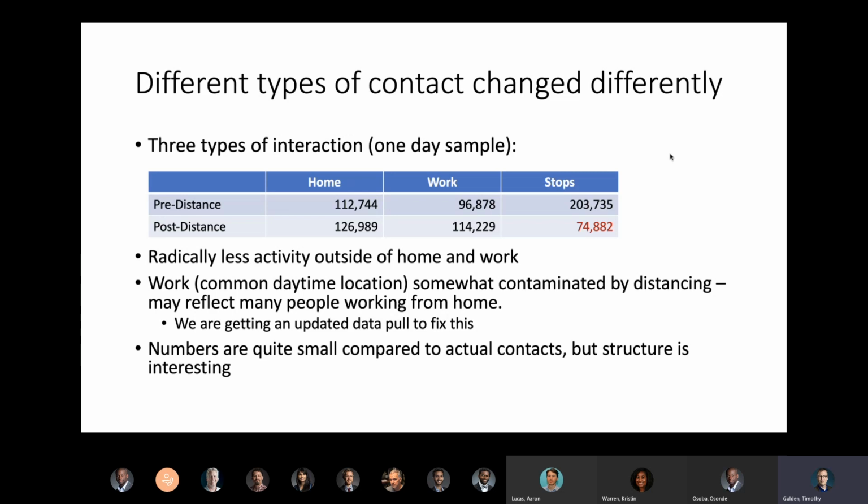But the thing that's really interesting is the stop-based contacts, the neither home nor work, fall to a lot less. In this case, it's a third, and as we move forward, it's even less than a third, as many contacts out in the world, and that's fairly dramatic. So now I'm going to show some pictures that hopefully will make this all a little less abstract.